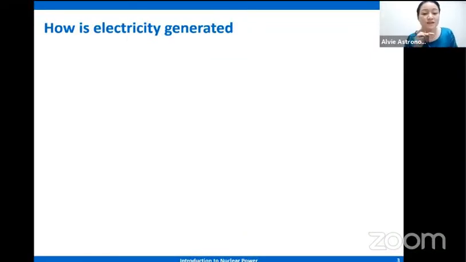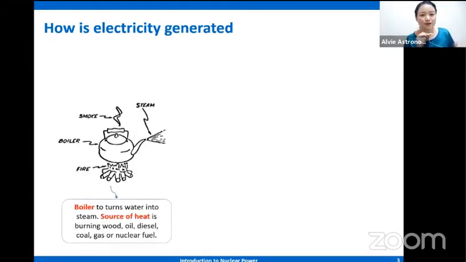First, let's start with how electricity is generated. First, what we need is a boiler. A boiler is something that turns water into steam. And for you to boil something, you need a source of heat. That source of heat could be burning of wood, oil, diesel, or coal. Or in our case, if we're going to use nuclear power, we need nuclear power as a source of heat.